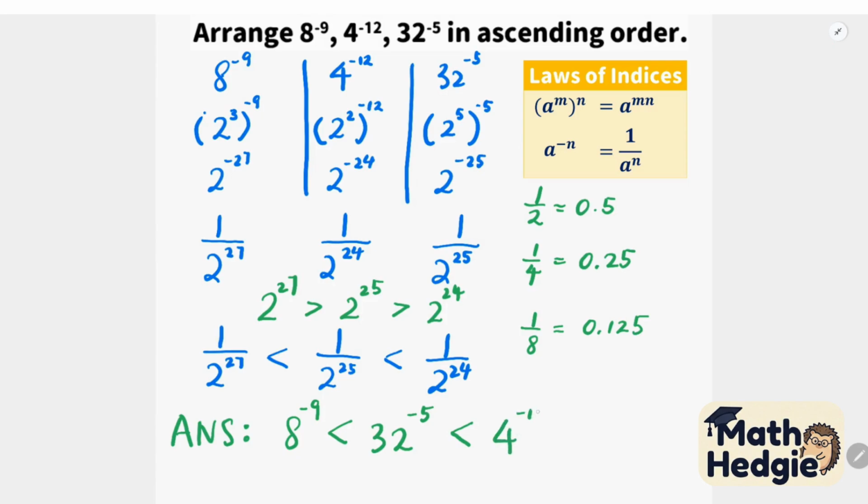And there you have it. The key was to rewrite everything with the same base and then compare the exponents by converting them into fractions. Remember, with positive bases greater than 1, the larger the exponent, the larger the number. Even with negative exponents, the ordering logic still holds, and thinking of them as 1 over a number makes it even clearer.